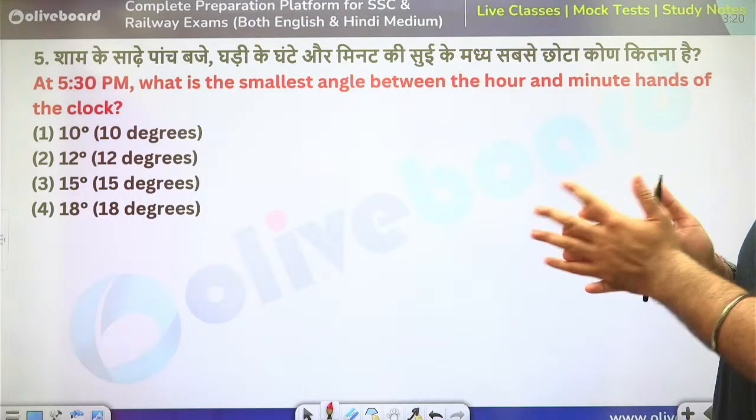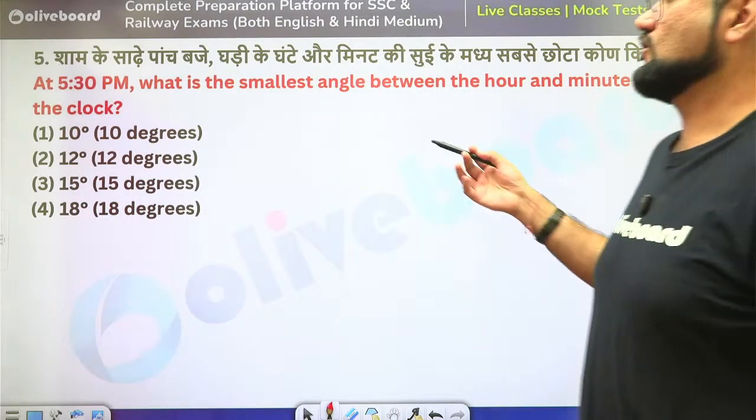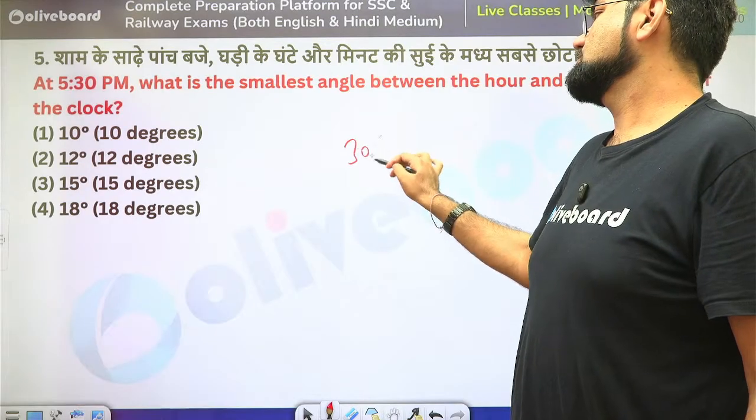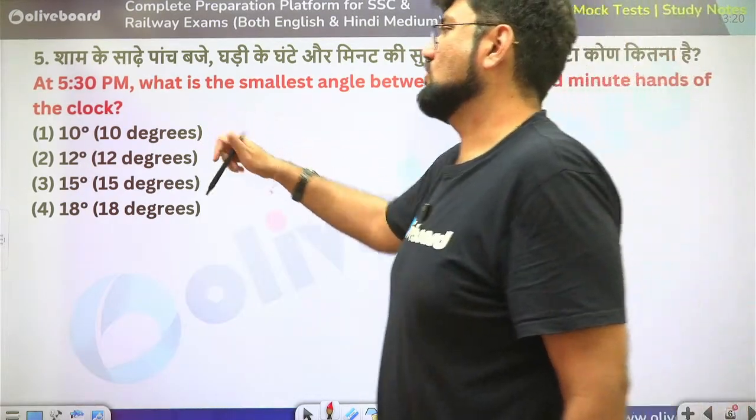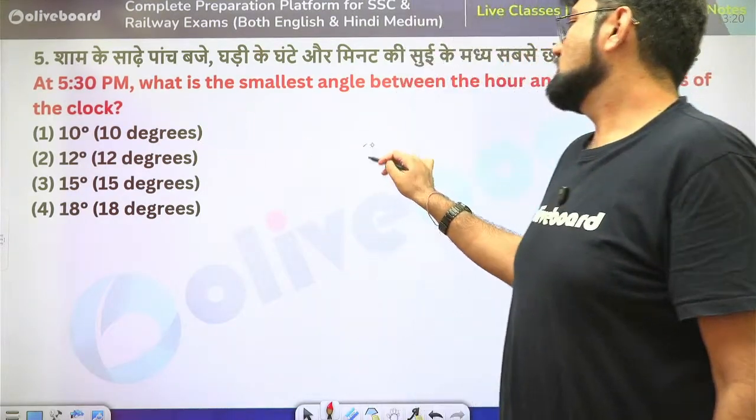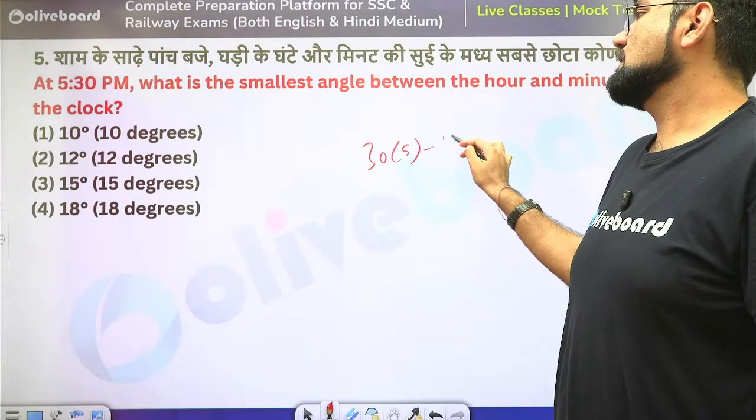So at 5:30, what is the smallest angle between the hour and the minute hands of the clock? 5:30 means 30h. 5:30. So 30h minus 11 by 2 into m.